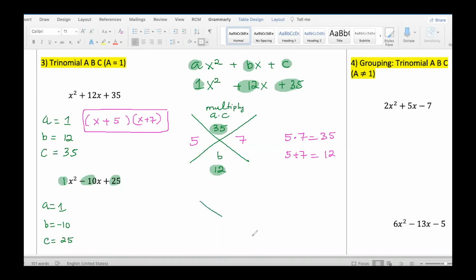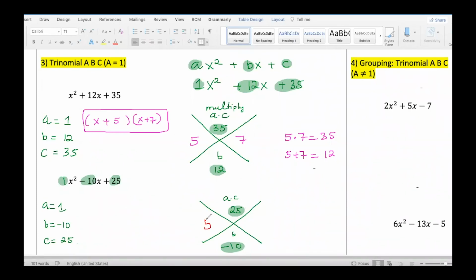We go ahead and multiply the two numbers like an x again. So I multiply a and c. A times c is going to be 25, and b right here is negative 10. We are trying to find a number that multiplies to give us 25, but adds to give us negative 10.